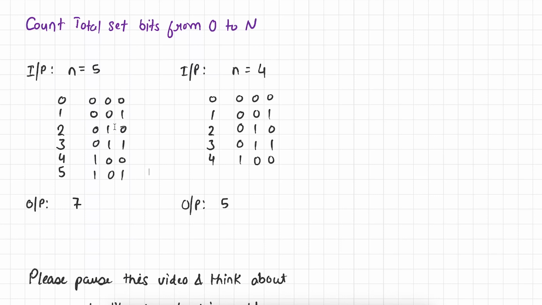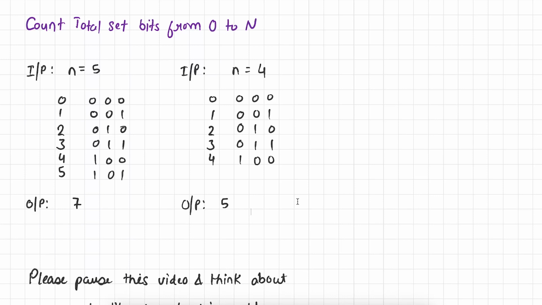In the case of 5, these are the binary representations of the numbers 0 to 5, and in this there are 7 set bits: 1, 2, 3, 4, 5, 6, 7. So the output is 7. If n is 4, these are the numbers with their binary representations, and here there are 5 set bits: 1, 2, 3, 4, 5. So the output is 5.